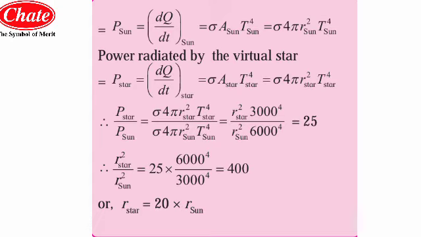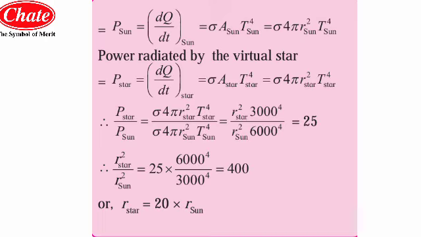Now sigma is nothing but the Stefan-Boltzmann constant, whose value is 5.67 into 10 to the power of minus 8. So simply if you take their ratios, the power radiated by the star divided by the power radiated by the sun, we can write sigma into 4 pi r square into T raised to 4 upon sigma into 4 pi r square into T raised to 4. So now students, the sigma will get cancelled, the 4 pi terms will also get cancelled, and the remaining terms will be r square into T raised to 4 upon r square into T raised to 4.